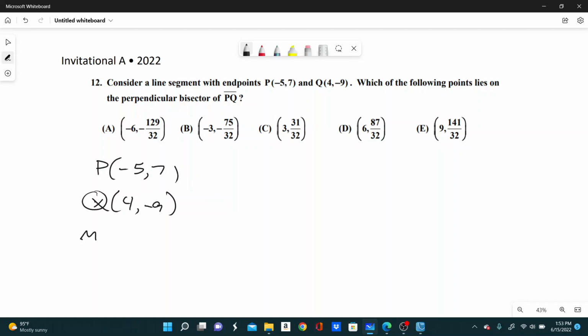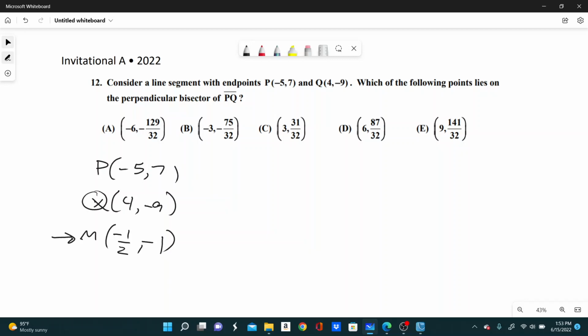And so the midpoint, you just average the coordinates. So if you want to find the x-coordinate of the midpoint, you just take the average of the x-coordinates. So -5 plus 4 is -1, and then divide by 2, that's -1/2. And then for the y, 7 plus -9 is -2, divided by 2 is -1. So we know this point is part of our line.